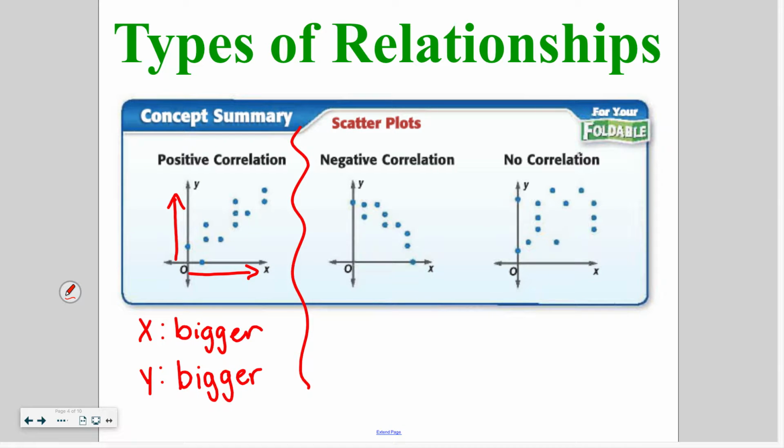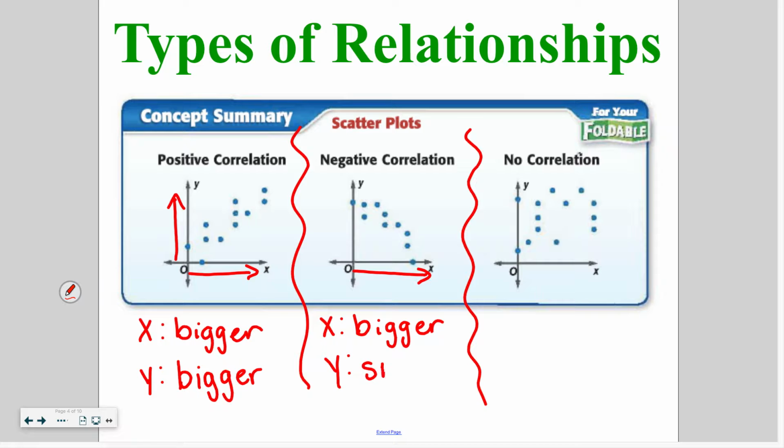The next type of correlation that we have is a negative correlation. That means as x is still getting bigger, so we are still looking at our x points moving from left to right, our y values are getting smaller. So as you move from left to right on the graph, your y values are going down.